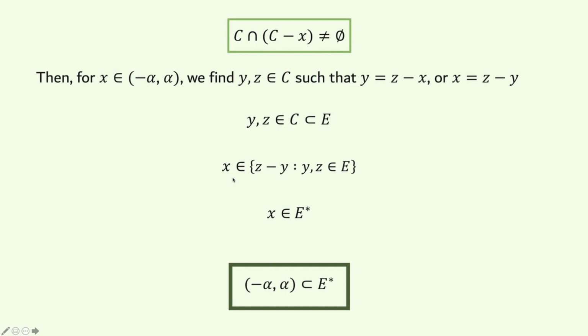And so x is equal to z minus y, where y and z are in E. But this set is literally E star, right? That's how we defined it. And so x is in E star. So we proved that if x is in the open interval minus alpha alpha, x is also in E star. And so we just proved the Steinhaus theorem, right? That minus alpha alpha is a subset of E star.